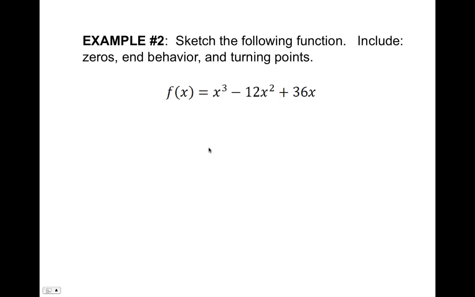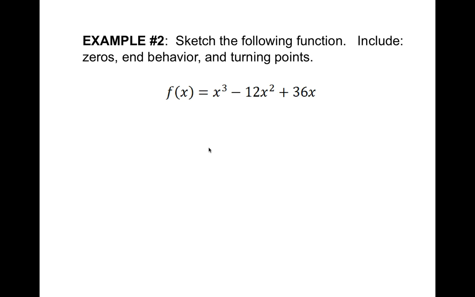So, number 2, let's sketch the following function, and we need to include its zeros, its end behavior, and its turning points. It's a degree of 3, so it could have a potential of 3 zeros. Its end behavior is going to be like x to the power of 3, so it's going to fall on the left and rise on the right.